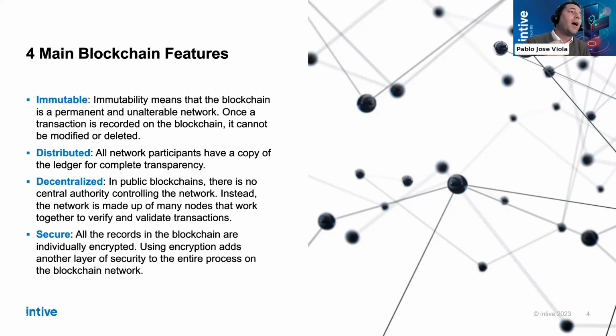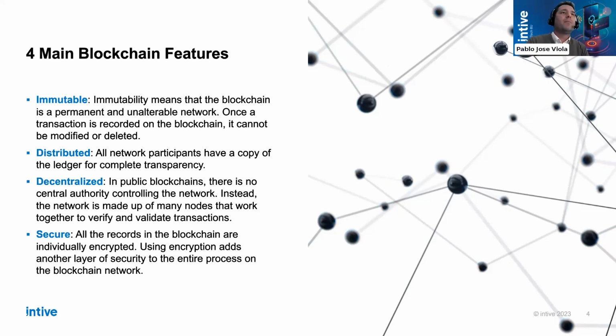Also, another feature of blockchain is that it's secure because all the transactions are encrypted. And being encrypted adds another layer of security. It means that only the enabled ones can read that information.